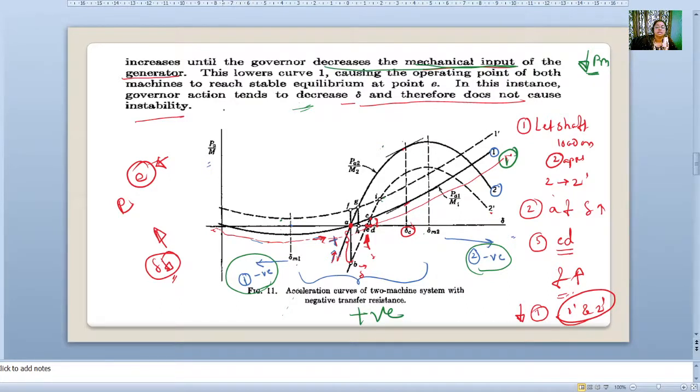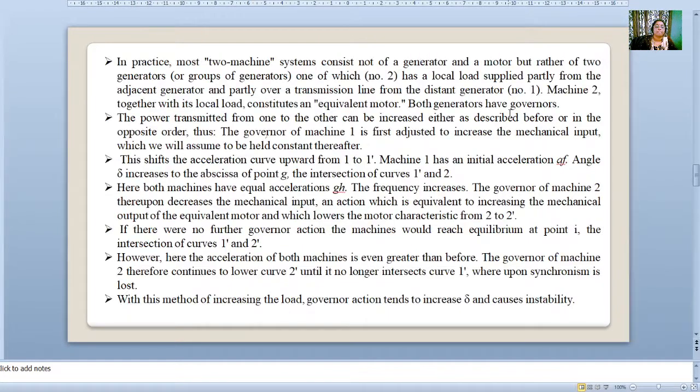In this instant governor action, in the live Webex lecture, you have to show this diagram. In this instant governor action tends to decrease del and therefore does not cause instability.